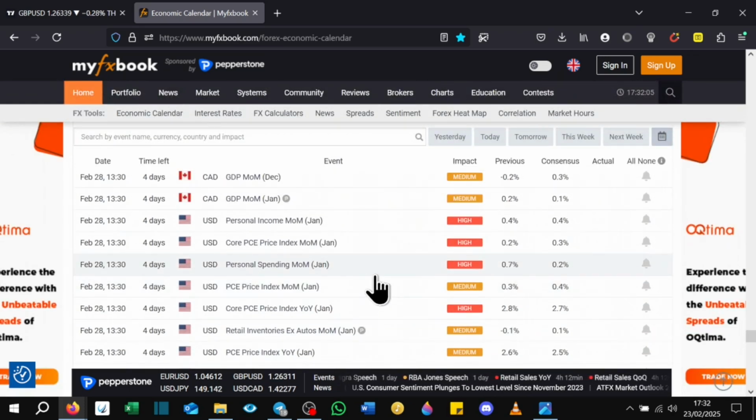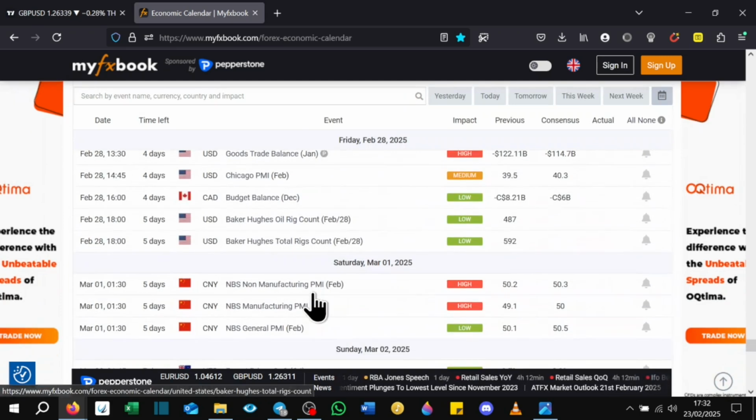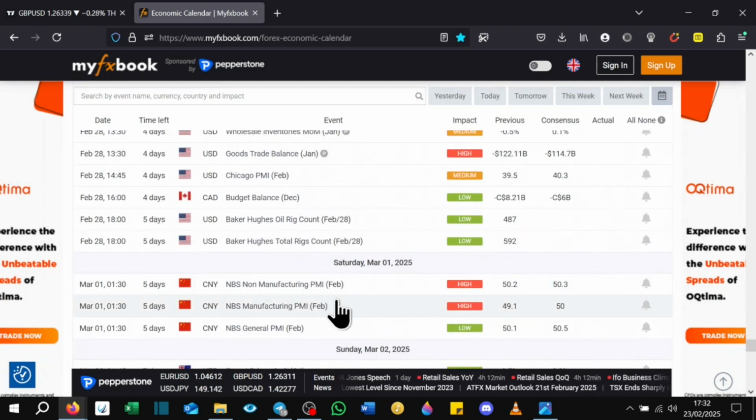Some more red folder news on the Friday for the US dollar. So once again, it's going to be a busy week.